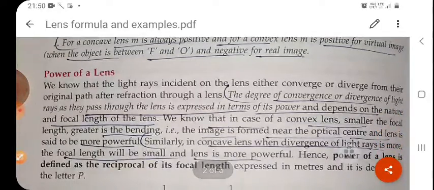Power of lens. Our next topic is the power of lens. The degree of convergence or divergence of light rays as they pass through the lens is expressed in terms of its power and depends on the nature and focal length of the lens. Okay, what is the power of lens? It is the degree of convergence or divergence of light rays.